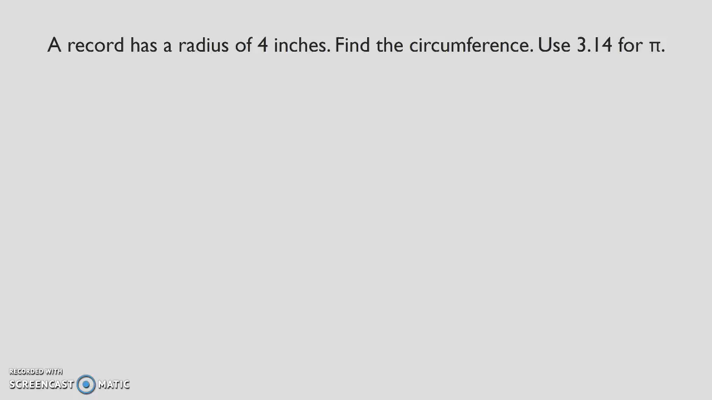Okay, so this problem says a record has a radius of 4 inches. Find the circumference. Use 3.14 for pi. So every time you have a word problem that does not have a picture, you're going to go ahead and draw it. So it says it has a radius of 4 inches. So remember that the radius goes from the center of the circle to any point on the outside of the circle, and it's 4 inches.